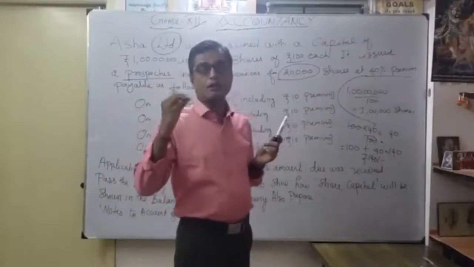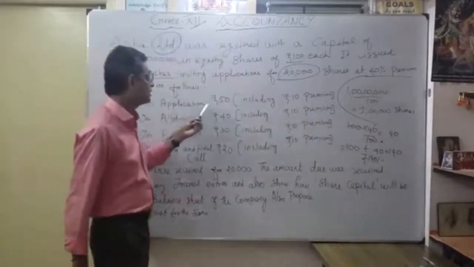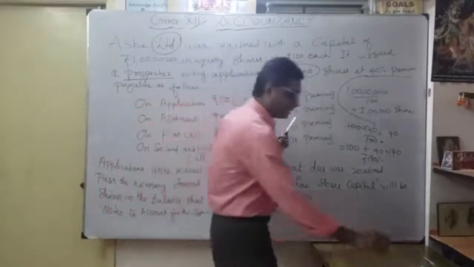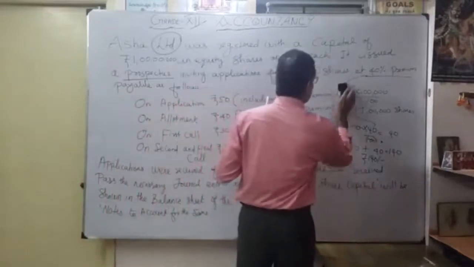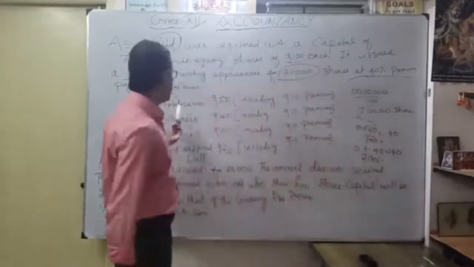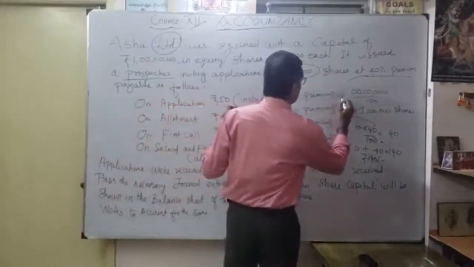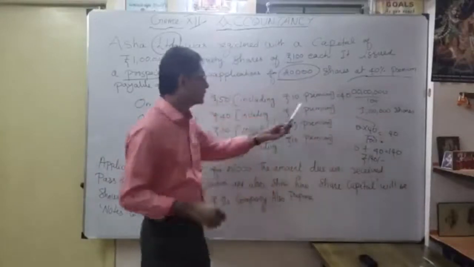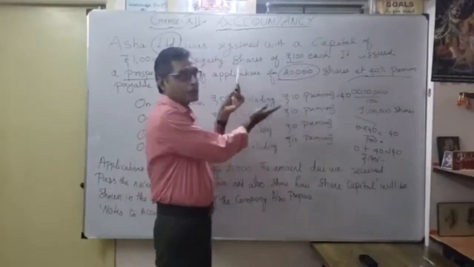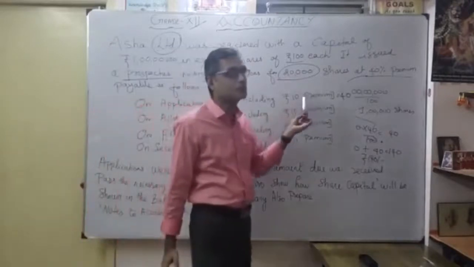In this sum, we will discuss how to do the journal entries for the securities premium at each stage. That is very important. On application, 50 rupees, including 10 rupees premium. So after removing the premium, the exact value is 40 rupees and 10 rupees is premium. At every stage, even from the application itself, we consider 10 rupees as premium.